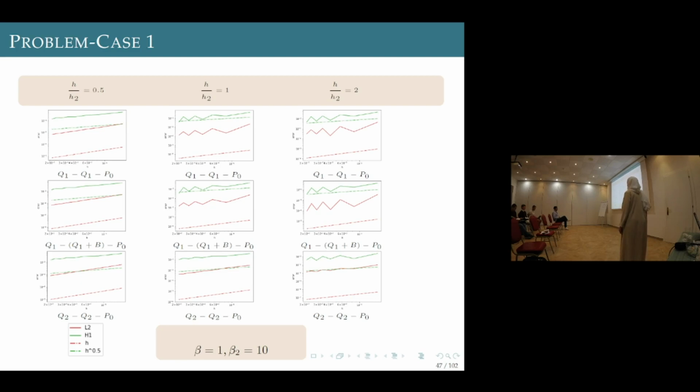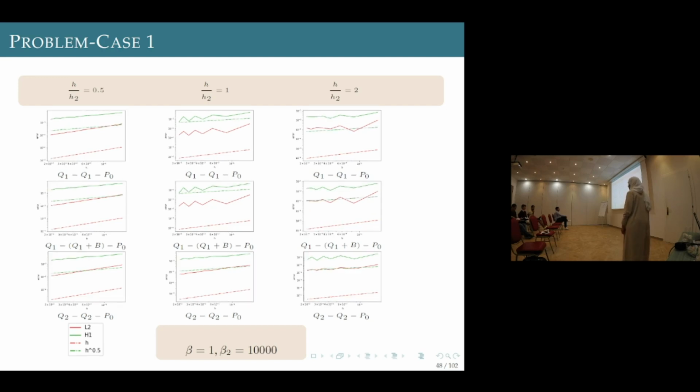This is the first case, where beta 2 is greater than beta, and in this specific case, beta 2 is 10, beta is 1. And as we can see, even though we have some oscillations because of the fact that we're using unfitted meshes, all of them are converging with the optimal rate. We notice that as the ratio decreases, we have fewer oscillations at the end. Increasing beta 2, let beta 2 be 10,000, we get almost the same results as shown.